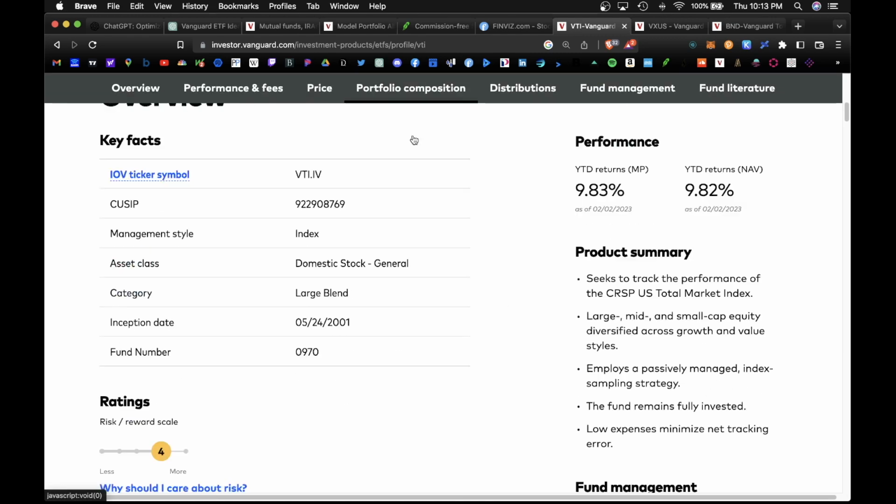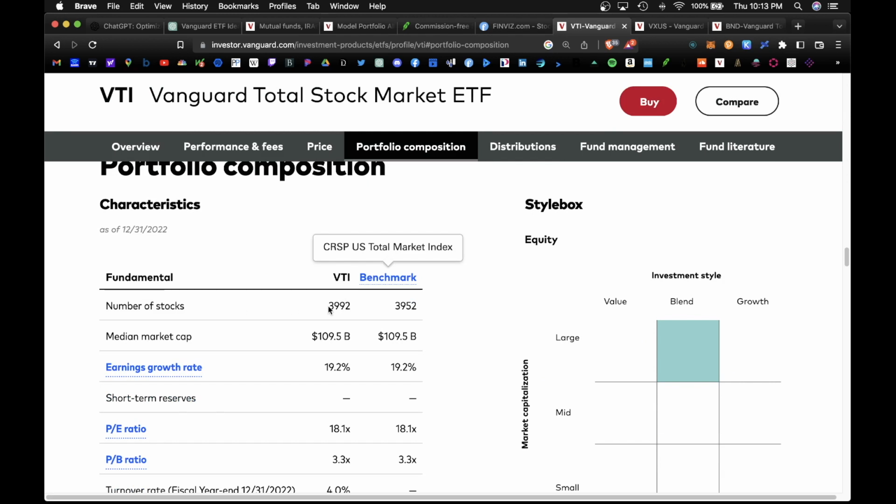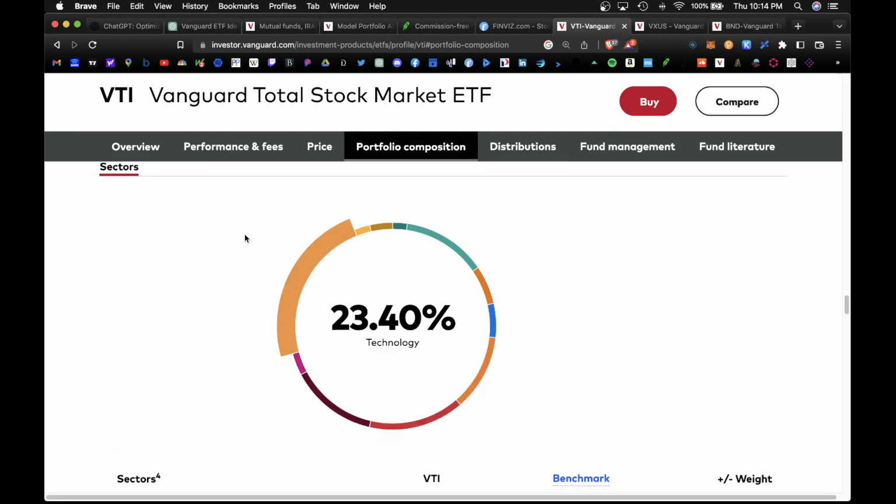Let's click on here. So under VTI, there are a number of 3,992 stocks. And this pie chart here breaks down the individual sectors that comprise the VTI as a whole. So technology stocks within this fund comprise 23% of the entire fund.